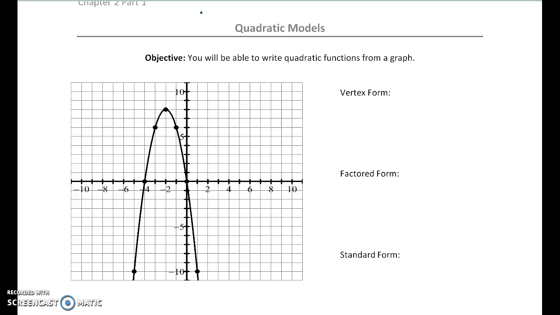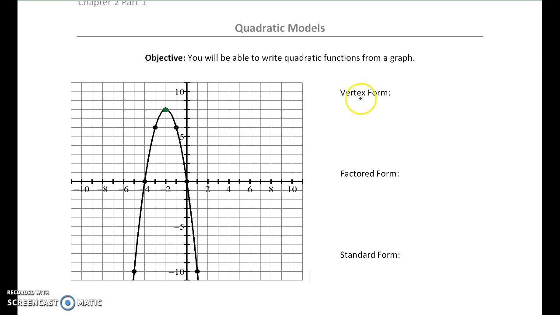To start with, vertex form is a form that shows you where the vertex of the parabola is. And the vertex of a parabola is the point at which the parabola changes from increasing to decreasing or vice versa. In other words, you can think about it as the highest point of the parabola or the lowest point of a parabola, depending on what it looks like.